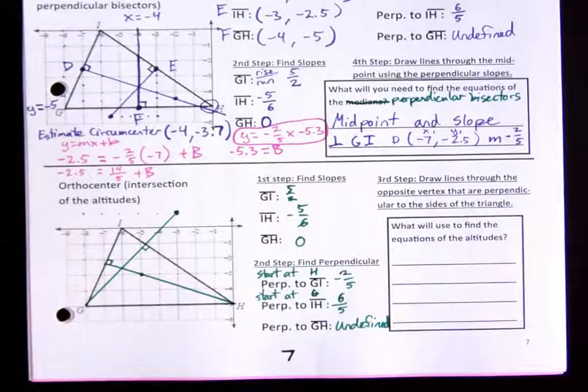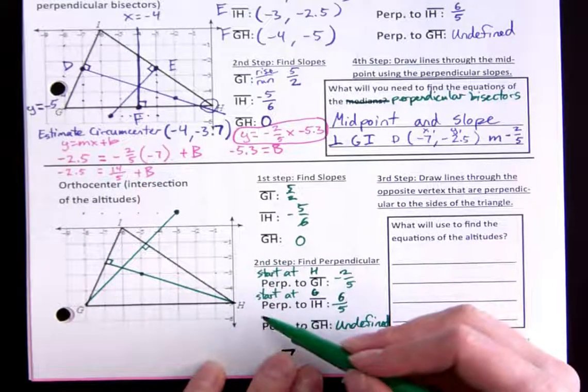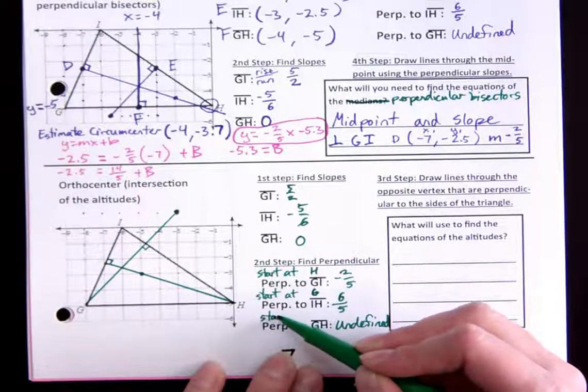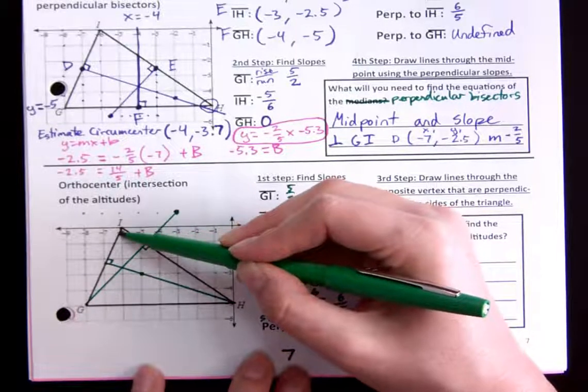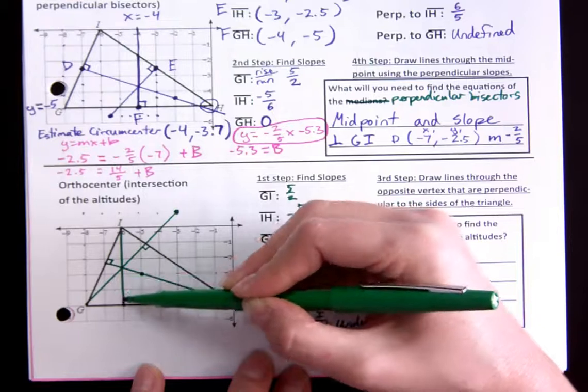And then undefined, which point do I start at? What's opposite to GH? Okay, so I just start at I, come straight down that line. Undefined are the easiest.